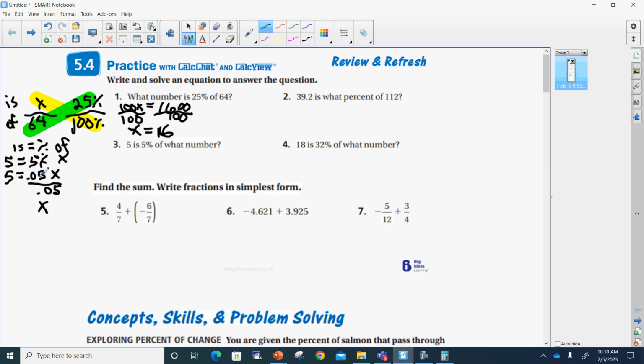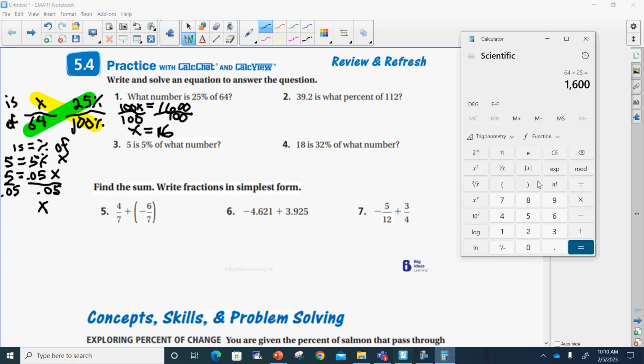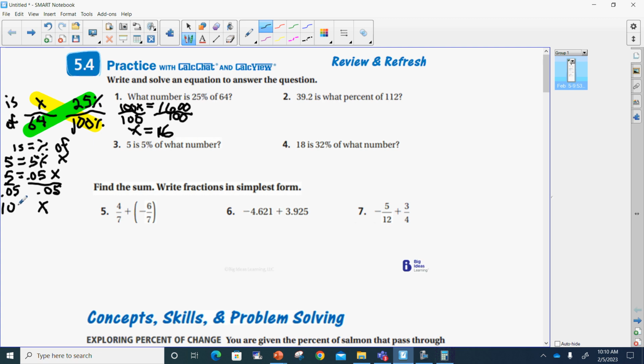I know this because anytime a number is over itself, it equals 1. So since I have 0.05 over 0.05, I have 1x. But whatever I divide from one side, I got to do the other. So I'm going to take 5 and divide it by 0.05. We'll put that in my calculator, but I'm pretty sure I already know what the answer is. Now I have 5 divided by 0.05. I'm pretty sure that's going to give me 100. Yep. So 5 is 5% of 100.